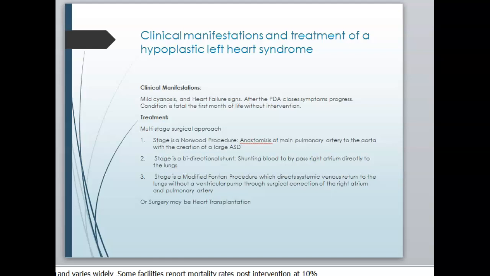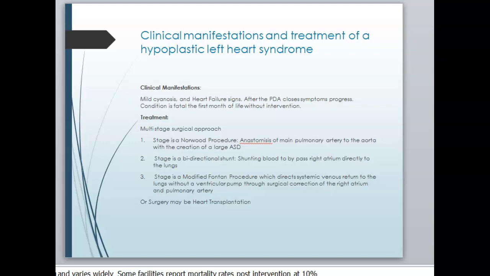So there's a multi-stage surgical approach. Stage 1 is a Norwood procedure, which is an anastomosis of the main pulmonary artery to the aorta with the creation of a large ASD. Stage 2 is a bidirectional shunt, shunting blood to bypass the right atrium directly to the lungs. And stage 3 is a modified Fontan procedure, which directs systemic venous return to the lungs without a ventricular pump through surgical correction of the right atrium and pulmonary artery.